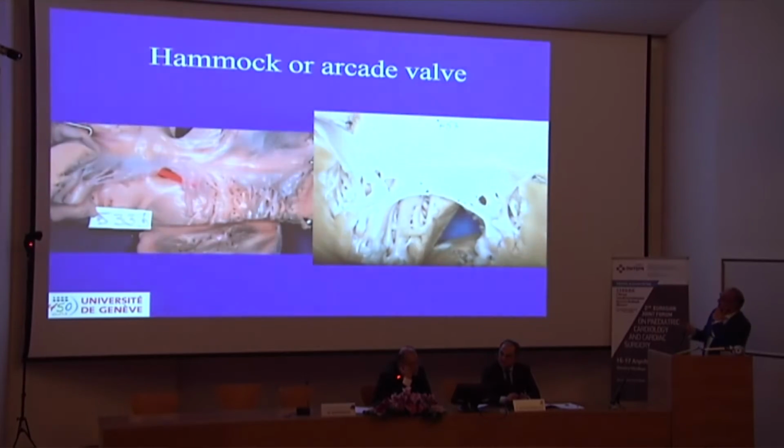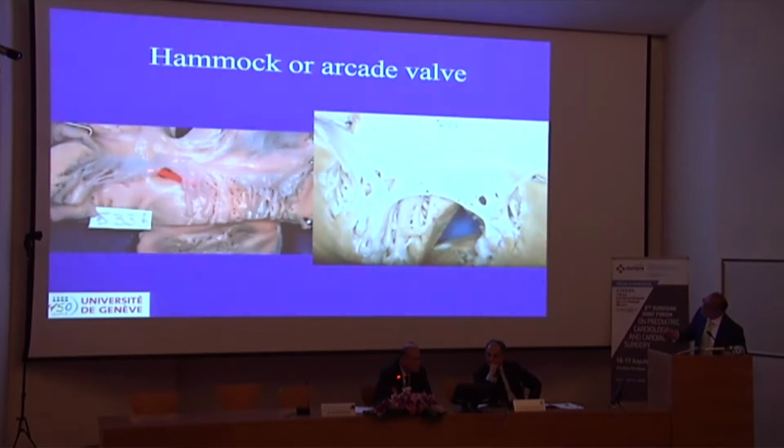The hammock or arcade valve. This one is a hammock valve. What is the difference? And this one is arcade. As you see here, it's an arcade. You have two papillary muscles, anterior and posterior. Usually they are completely stuck into the left ventricular wall, and the free edge of the anterior leaflet as well as of the posterior leaflet is like an arcade, and there are no paramedian chordae tendineae. There is a very strong fibrous reaction between these two papillary muscles.